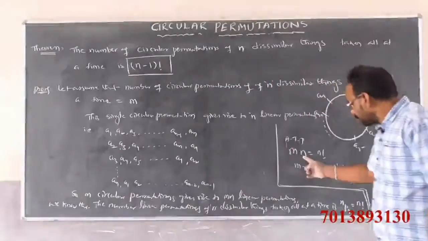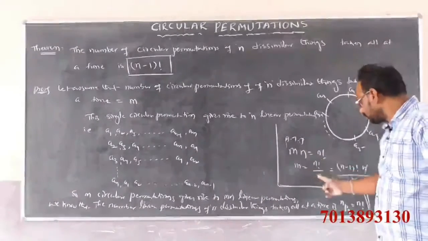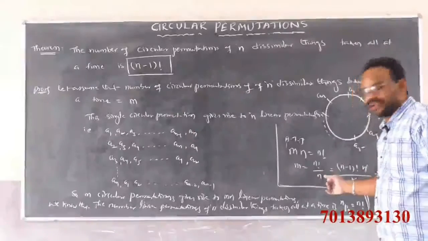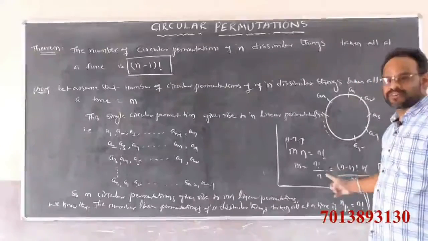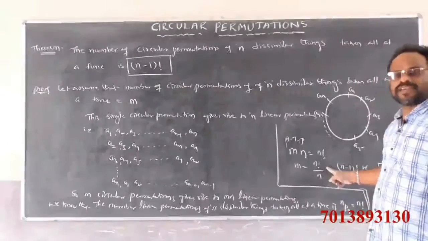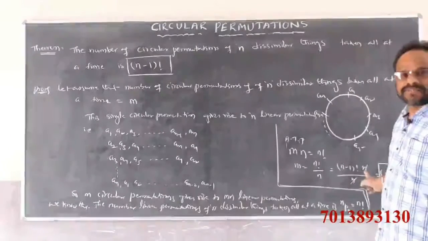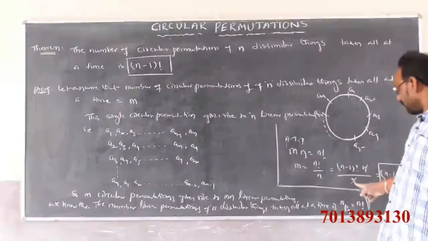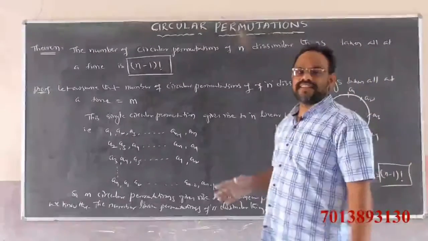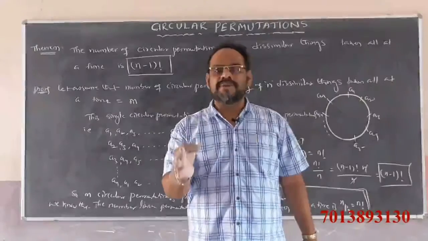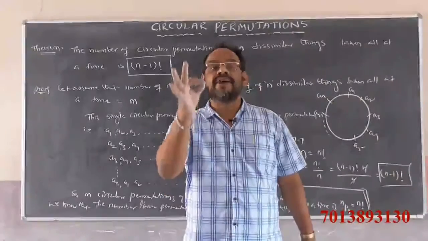If you transpose n, the multiplication quantity goes to the denominator. So m is equal to n factorial by n. We know that n factorial can be written as (n minus 1) factorial into n. In the denominator we have n, so n and n get cancelled, and we get (n minus 1) factorial. So the number of circular permutations of n dissimilar things taken all at a time is (n minus 1) factorial.